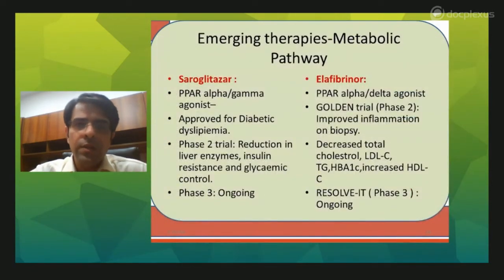There are new drugs which are coming up. Elafibranor is coming up. Saroglitazar already is there in clinical practice. We have been using it routinely in NAFLD patients. It is a PPAR alpha gamma agonist. It has been approved for treatment of diabetic dyslipidemia. There are trials which have shown it improves the inflammation also. But again, it doesn't have much effect on reversing fibrosis.